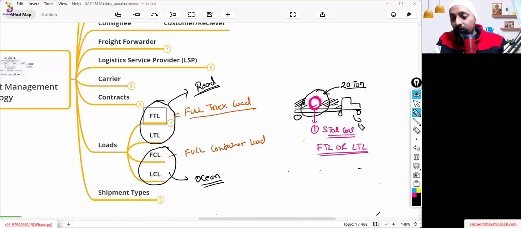And the capacity for the truck is also 20 ton. So this is a full truckload. In this case, this is a full truckload scenario. Although you see that the empty space is there, as per the weight capacity, it's fully booked, so it's a full truckload. The other way around, there can be another truck.